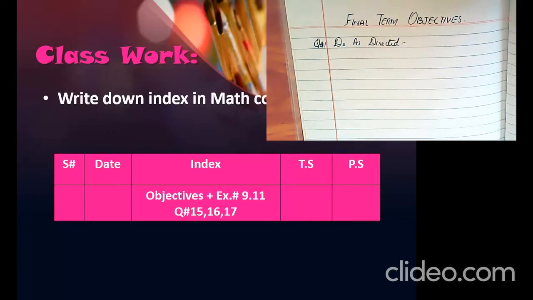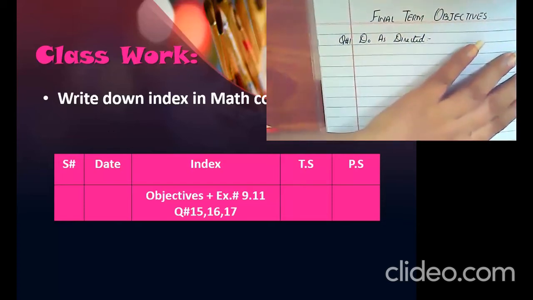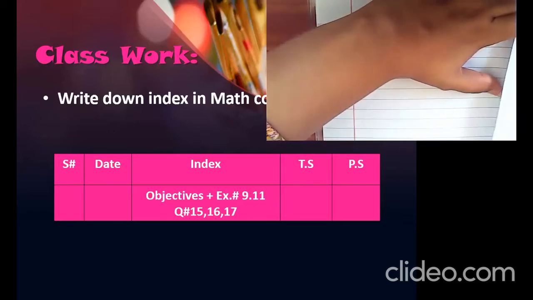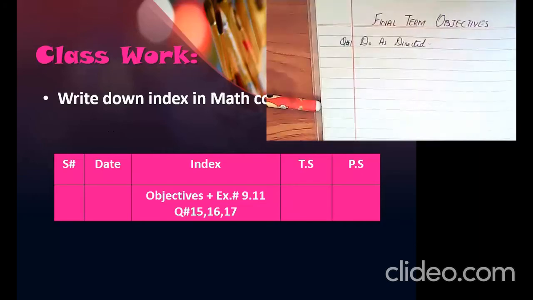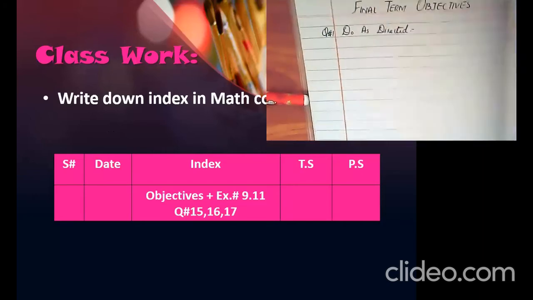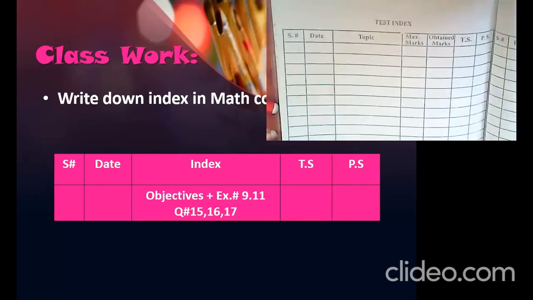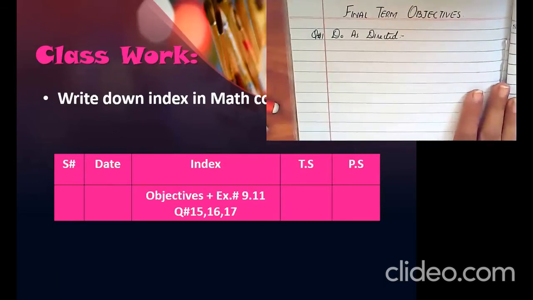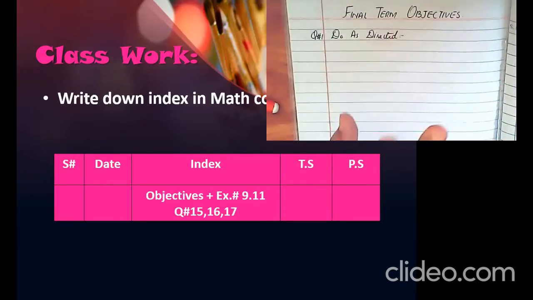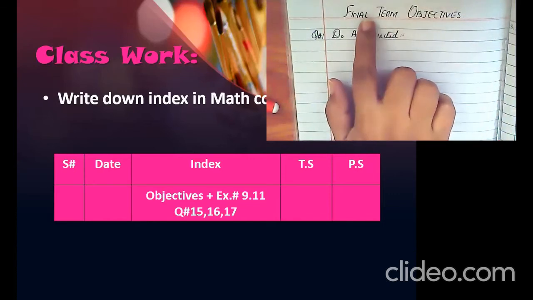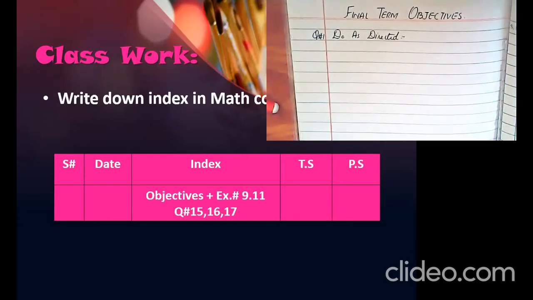Beta, at the end of the copy. Now look here, at the backside. This is the copy's backside. Here you have your index pages. At the back of the copy, write down all the objectives. Only objectives. So write down the heading: final term objectives.